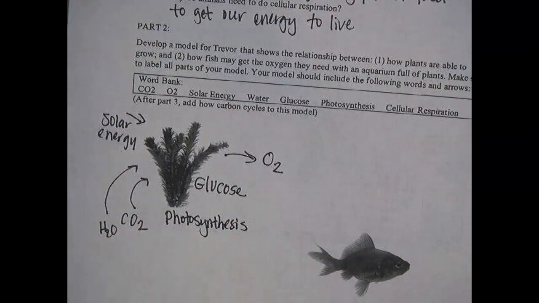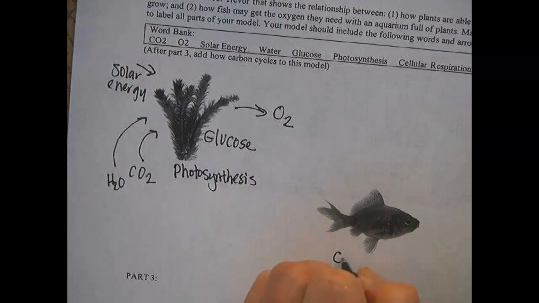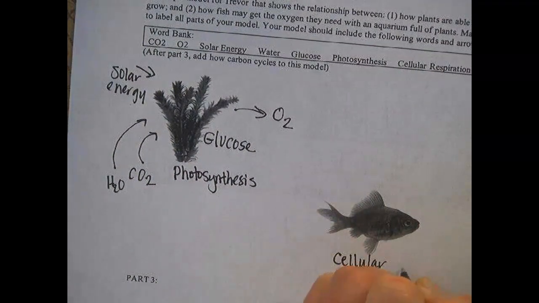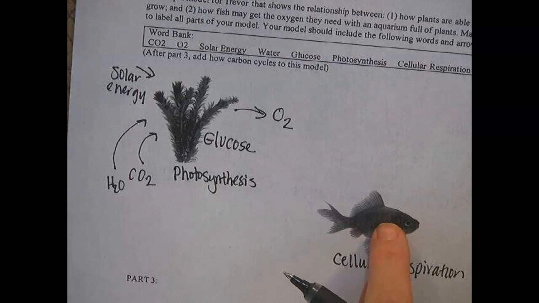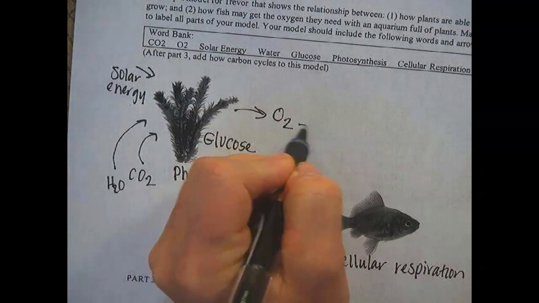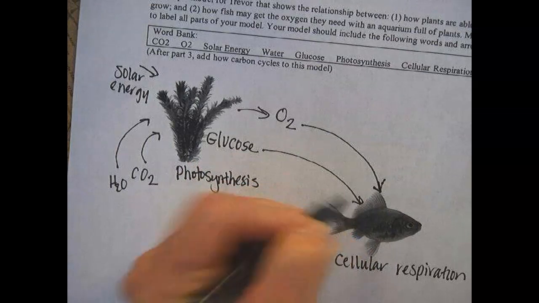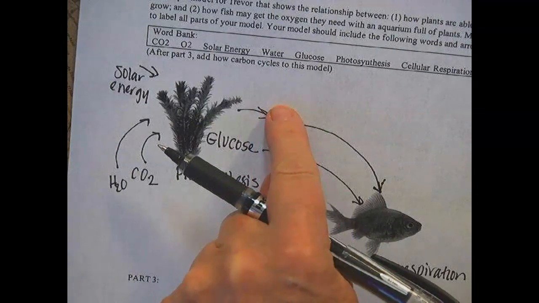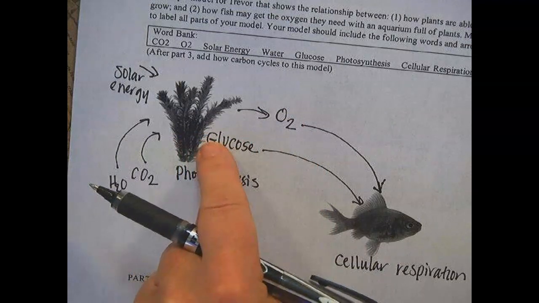And we know that this fish here is going to be going through cellular respiration because it's an animal, and it needs to get energy. And we know that we need to take in oxygen, and we need to take in glucose for cellular respiration. So you can see this plant, we can just draw an arrow because it's going to get it from the plant. So it's going to get the oxygen that the plant puts in the water, and it's going to eat the plant to get the glucose.